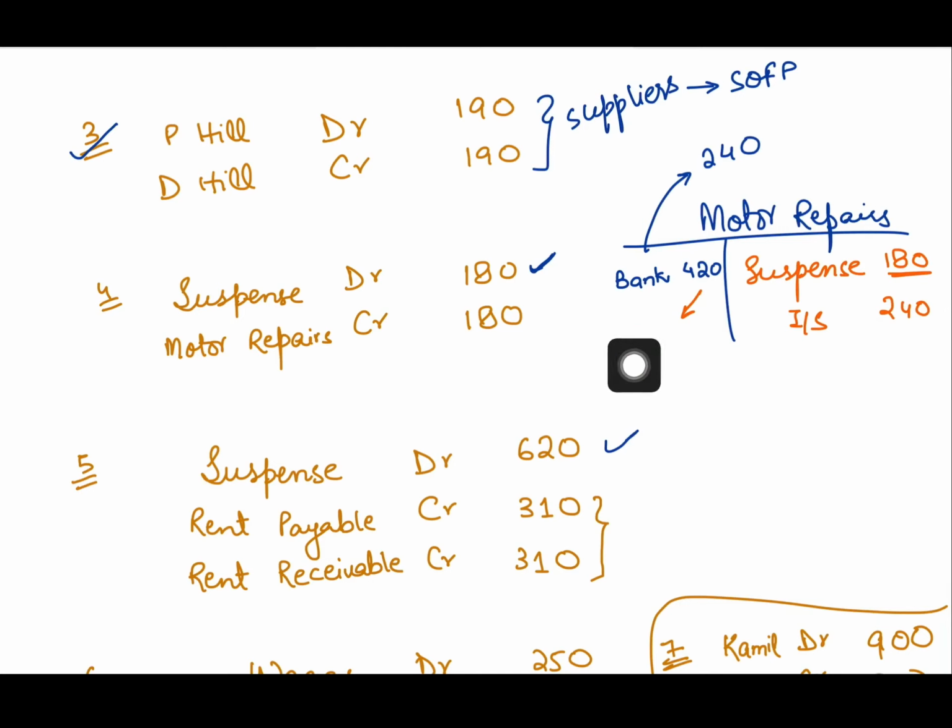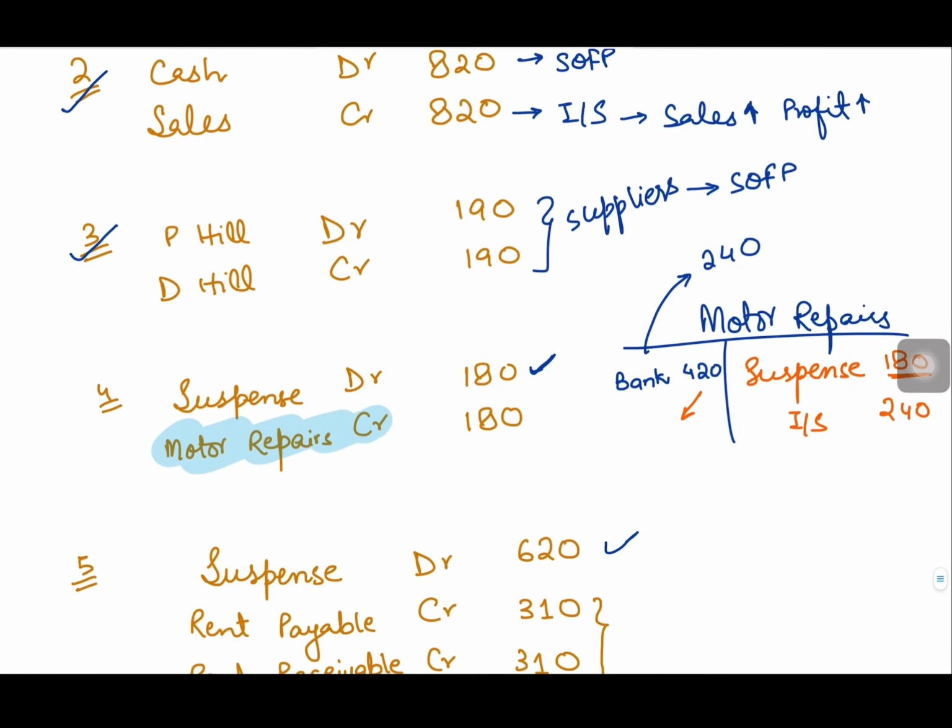Motor repairs are being credited. Motor repairs, we know that they are expenses and they become part of the income statement. Now expenses have a debit nature. This means that whenever expenses are incurred, whenever they are increasing, they are debited. However, over here we are crediting expenses. You remember we overstated the expenses, that is why we are crediting them now.